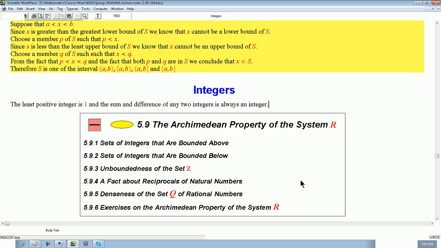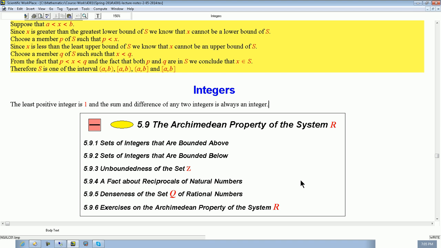And I'm going to pose a question to you. Is the set of integers bounded above? What do you think? You can always add 1. Definitely, it seems to be out of the question, right? And yet there is something very murky here.